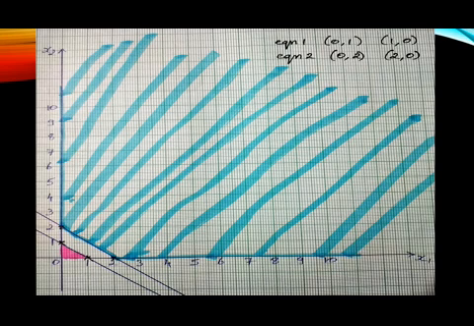Hope you have understood the graphical method. This is the end of the graphical method.